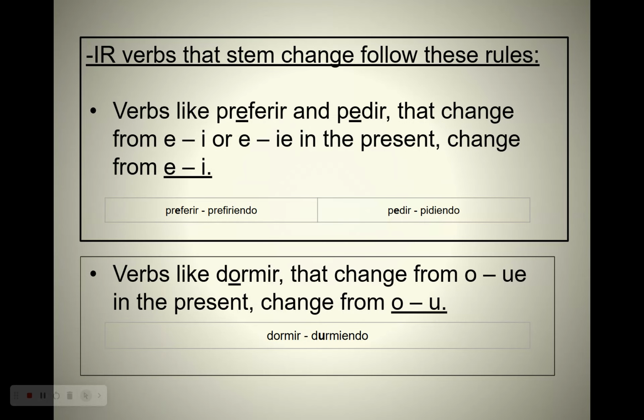Also, verbs like dormir, that change from O to UE in the present, dormir, to sleep, of course, change from O to U in the present participle. So dormir becomes durmiendo.